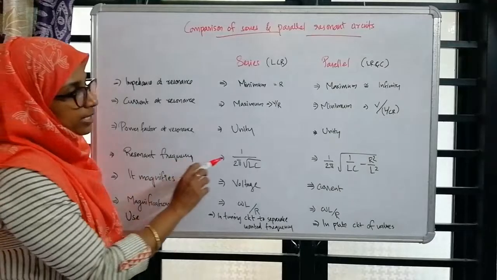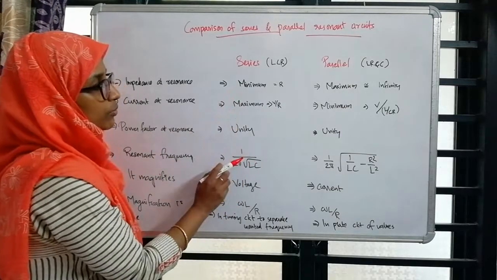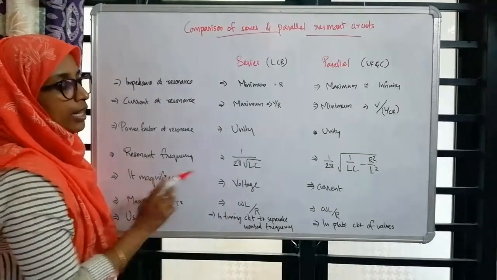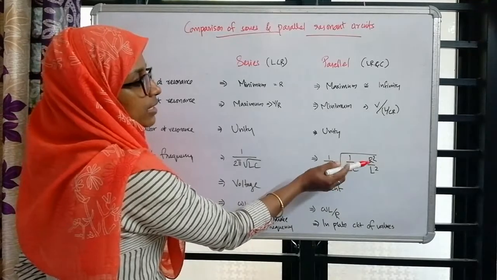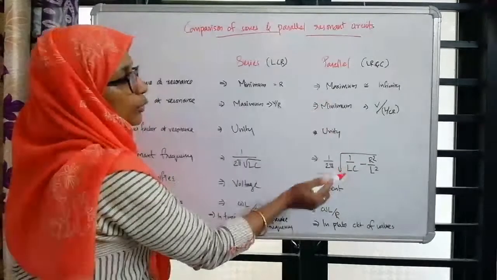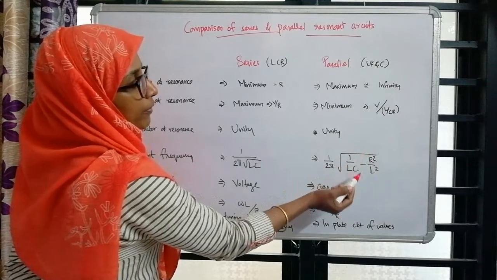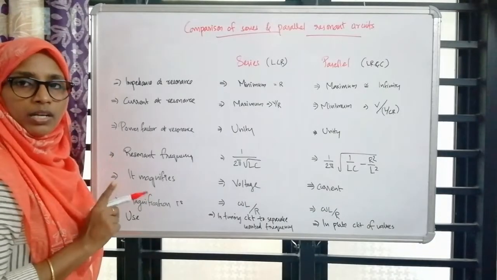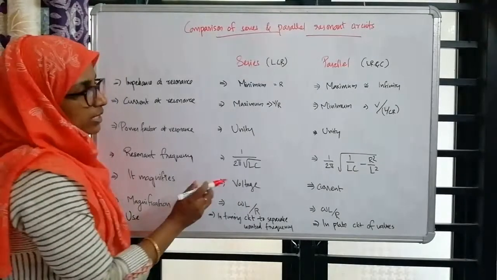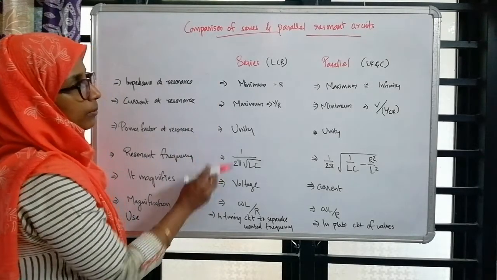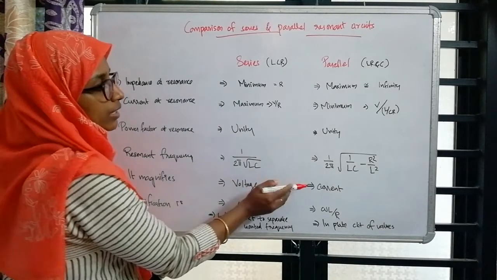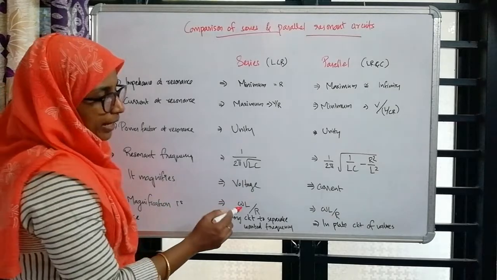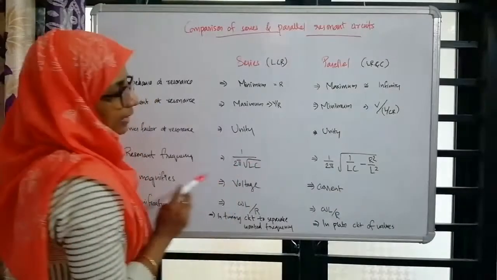The resonant frequency is 1 by 2 pi root LC for the series one, and 1 by 2 pi root of 1 by LC minus R square by L square for the parallel case. In the parallel case, there is a special case, that is when the resistance connected in this circuit is negligible, then this component will vanish and the frequency will be same in both series and parallel resonance. On that case only. And the series LCR circuit magnifies the voltage, while here the magnification will be of the current. And the magnification is omega L by R in case of voltage and current.